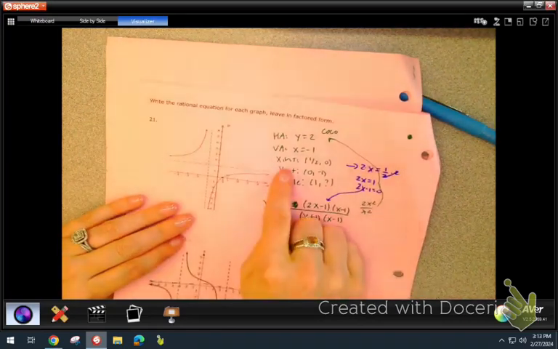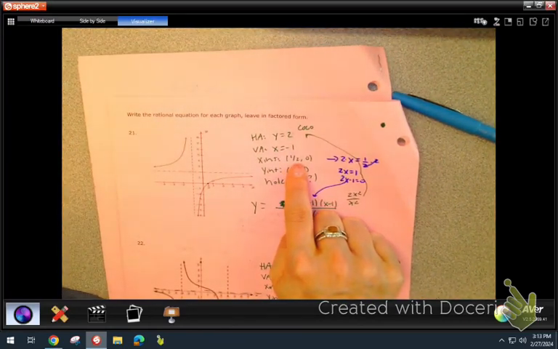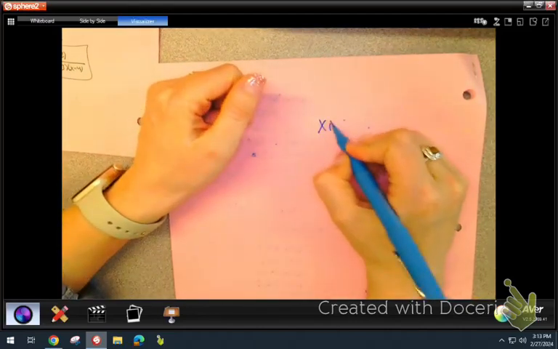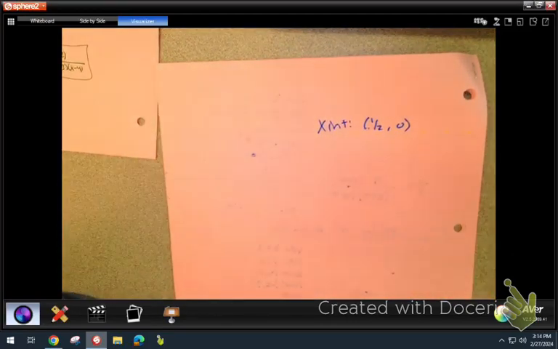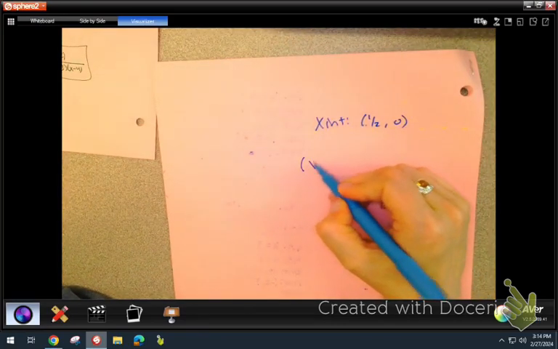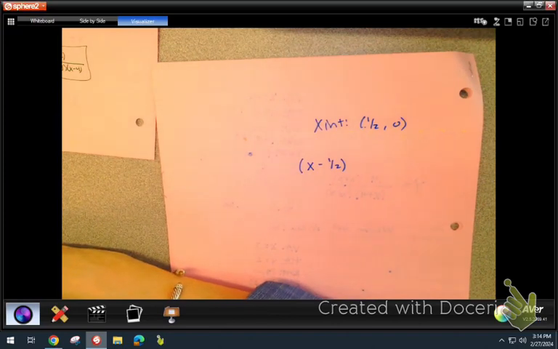This question was 21. Your x-intercept was 1/2. Okay, I'm going to write this to the side for just a second. If your x-intercept, here we go, our x-intercept was 1/2, 0. I don't want you guys to write that as a factor, x minus 1/2. That's not how we write factors, okay? Not even minus 0.5. I don't want you to do that.